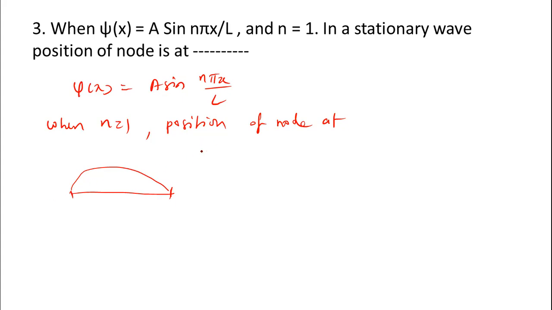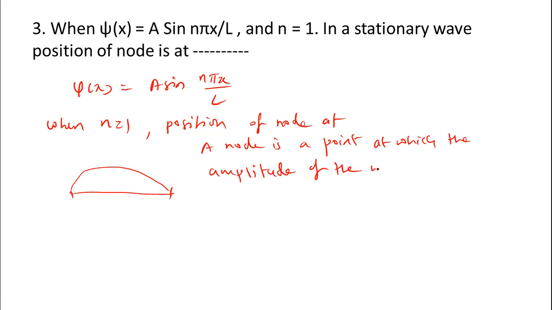A node is a point at which the amplitude of the wave function, that is psi x, is equal to 0. So let us see here, the amplitude of the wave function psi x is equal to 0 here.